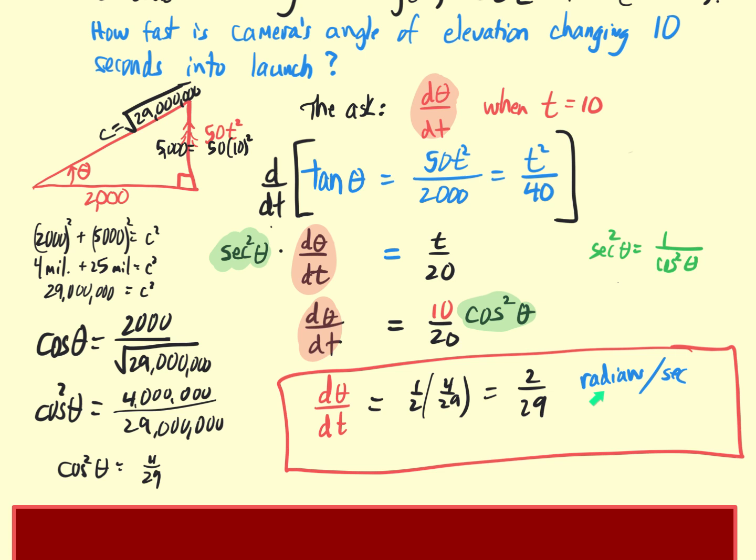The camera angle's elevation is increasing at a rate of 2/29 radians per second, which is about 3.3 or 4 degrees per second when the rocket's been launching for 10 seconds.